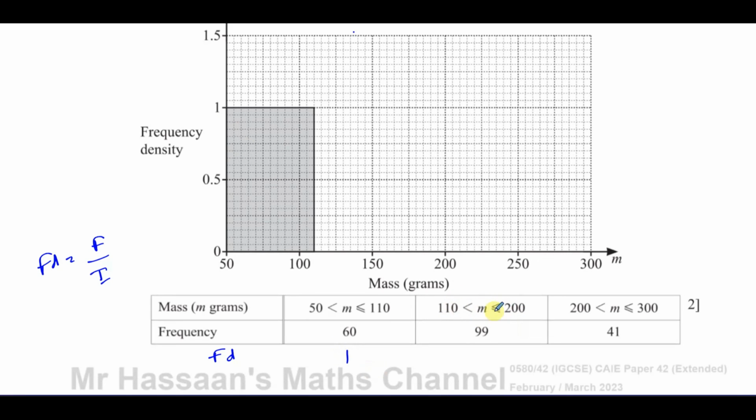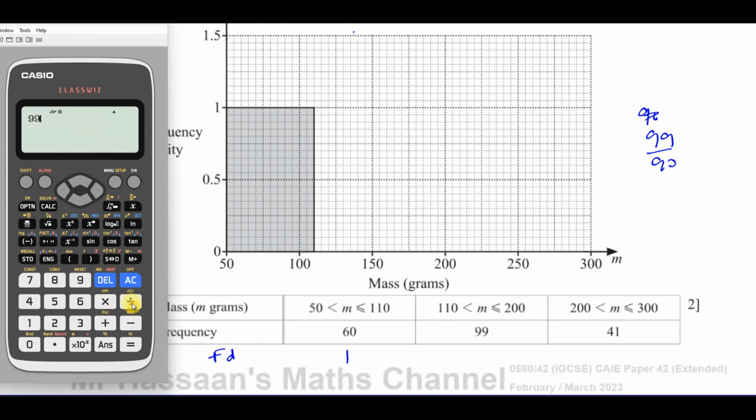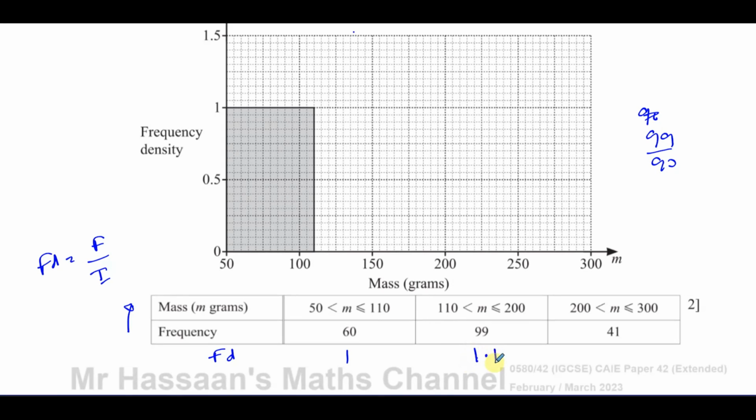And here, the interval is 90, so it's going to be 99 divided by 90, because it's frequency divided by the interval. 99 divided by 90 gives you 11 over 10, which is 1.1. So the frequency density must be 1.1. And for the last, it's going to be 41 divided by 100, which we know is 0.41. So those are the frequency densities, and that's what I have to plot.